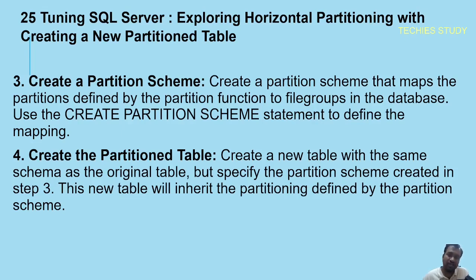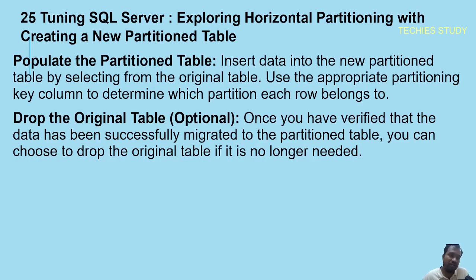We create a new partition table with the same schema as the original table, but specify the partition scheme created in the previous step, which we need to mention in the newly created partition table. This new table will inherit the partitioning defined by the partition scheme. Then populate the partitioned table: insert data into the new partition table by selecting from the original table, once we have created it, loading the existing table data into the partition table. Use the appropriate partitioning key column to determine which partition each row belongs to.